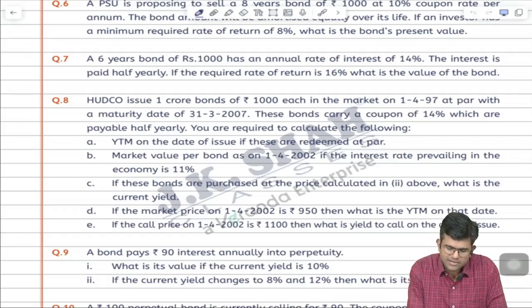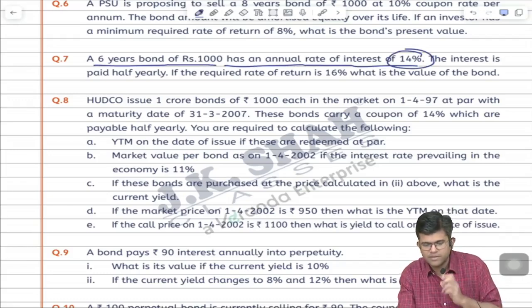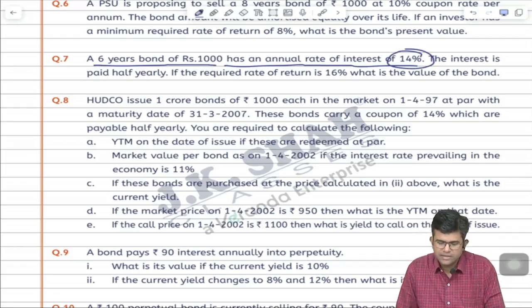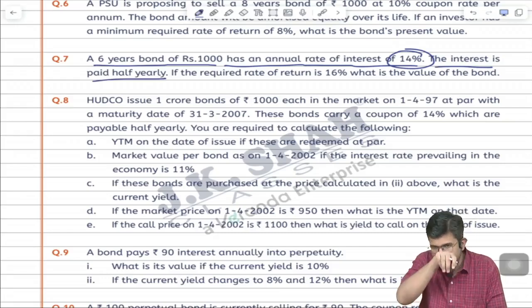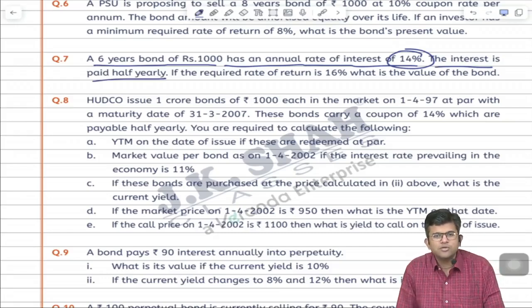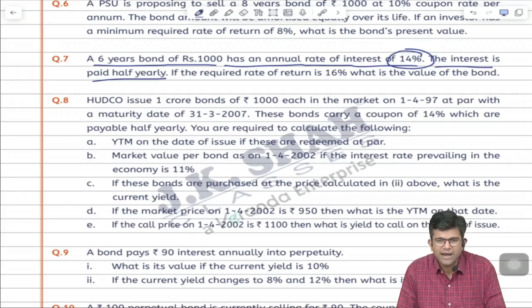They are saying a 6 years bond of 1000 has an annual interest rate of 14%. Now 14% means, do you realize, 140 rupees is the interest? 1000 into 14%. But the interest is paid half yearly. That means you are not going to be getting 140 at the end of every year for 6 years. You will be getting 70 at the end of every half year for the next 12 half years. I hope you are able to understand. For the next 12 half years, which are called periods basically.